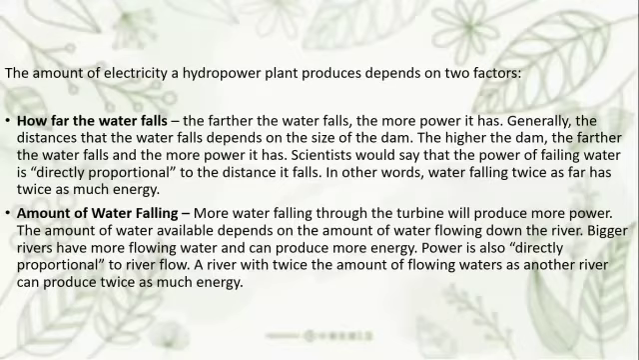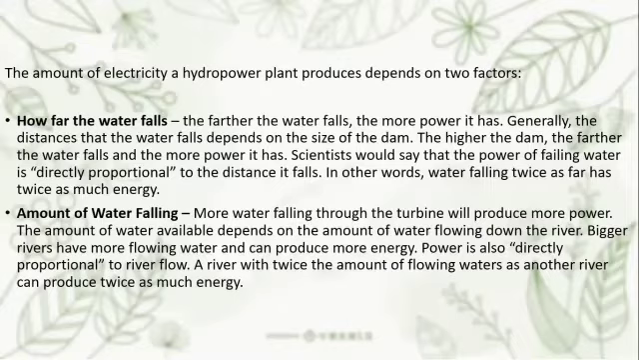Generally, the distance that water falls depends on the size of the dam. The higher the dam, the farther the water falls and the more energy it has. Scientists will say that the power of falling water is directly proportional to the distance it falls. In other words, water falling twice as far has twice as much energy.